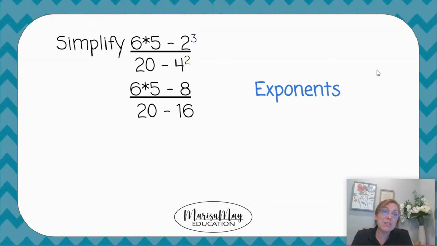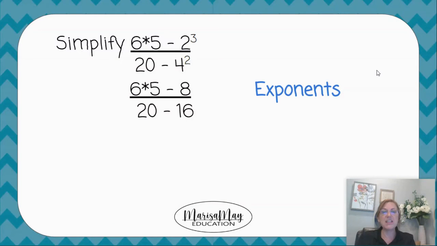Look at the bottom as well. 4 to the second power. Again, watch, you don't want to fall into the trap of doing 4 times 2 because that's not what 4 to the second power means. 4 to the second power means 4 times 4. So 4 times 4 is 16. You can see where I replaced the 4 to the second with a 16 in the denominator.